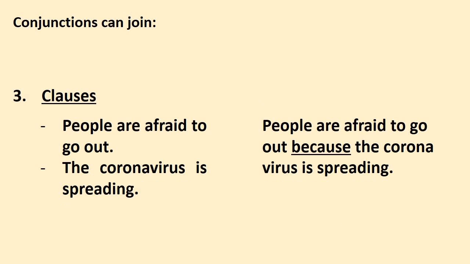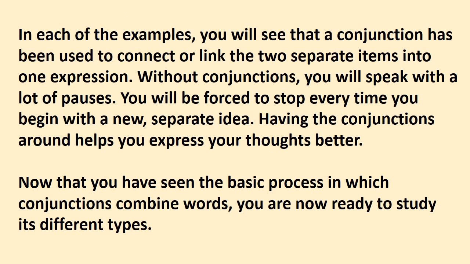3. Clauses. People are afraid to go out. The coronavirus is spreading. People are afraid to go out because the coronavirus is spreading. In each of the examples, you will see that a conjunction has been used to connect or link the two separate items into one expression.